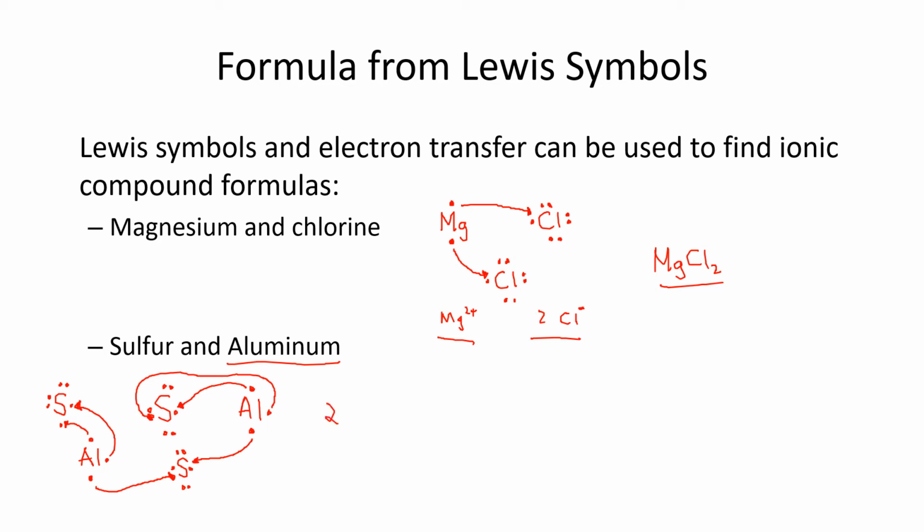So we've got 2 Al, and it gets a +3 charge, and we've got 3 sulfurs, and it gets a -2 charge. So the formula for this, we're going to put the metal first, will be Al with a little 2 and an S with a little 3. That'll be the formula for this compound.